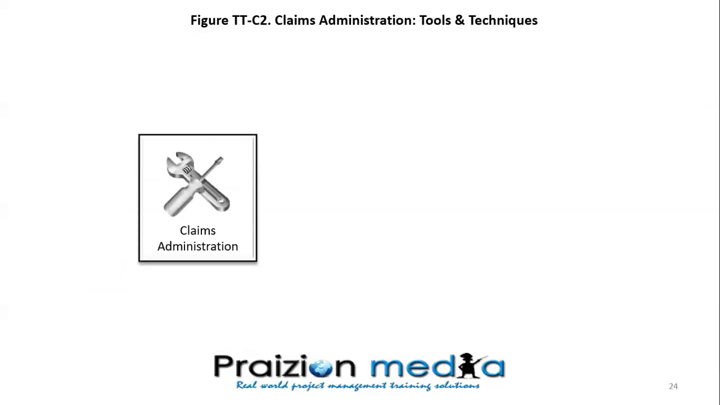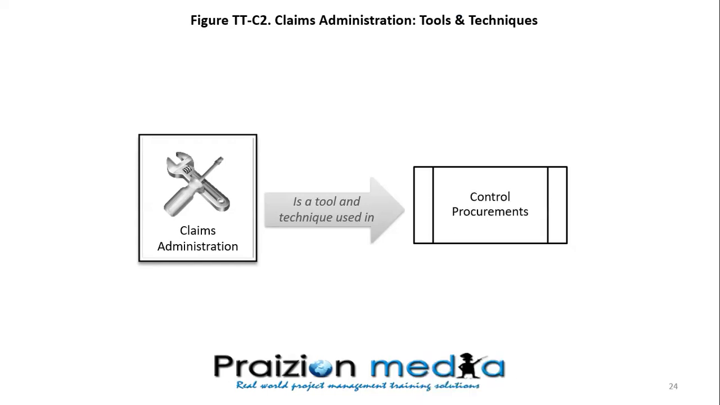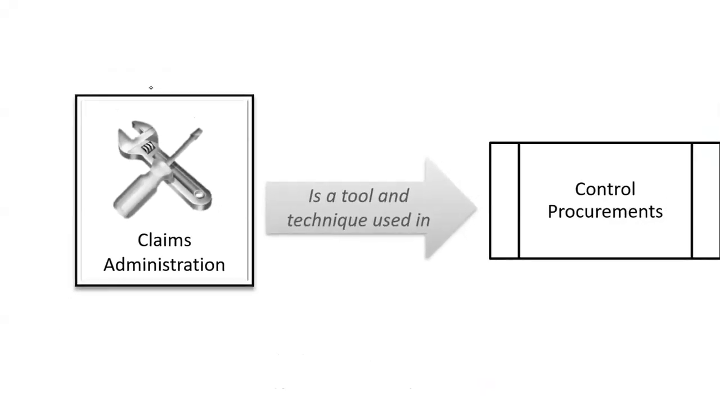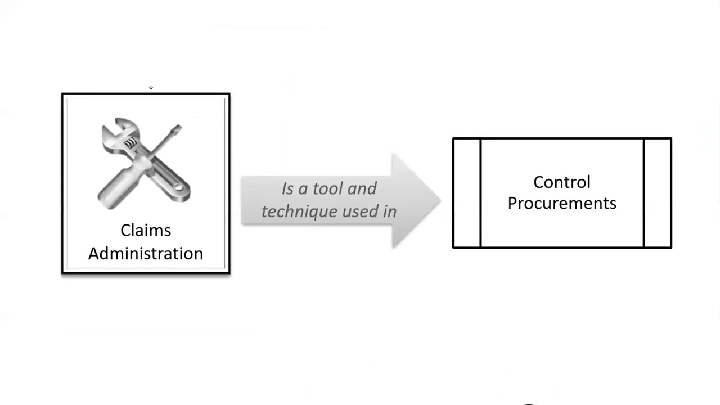All right. Well, it seems like we got one more. Claims administration is a tool and technique used in what? 5, 4, 3, 2, and 1. Claims administration is a tool and technique used in control procurement. You got to remember ADR, alternative dispute resolution, remember mediation and arbitration, and how those two are different and how together they are very different from litigation.